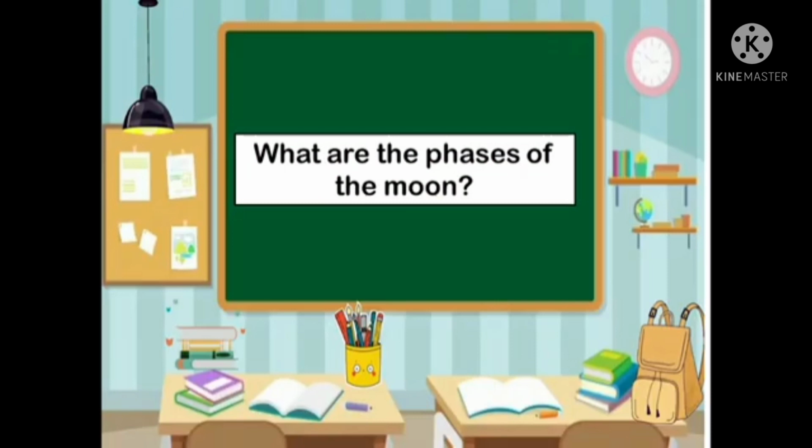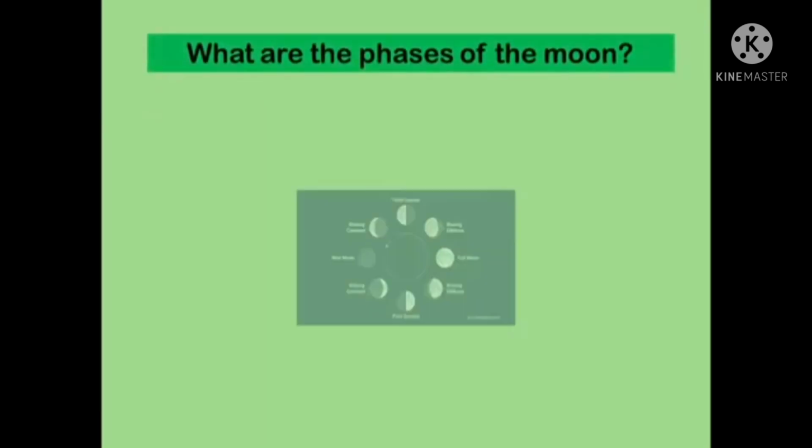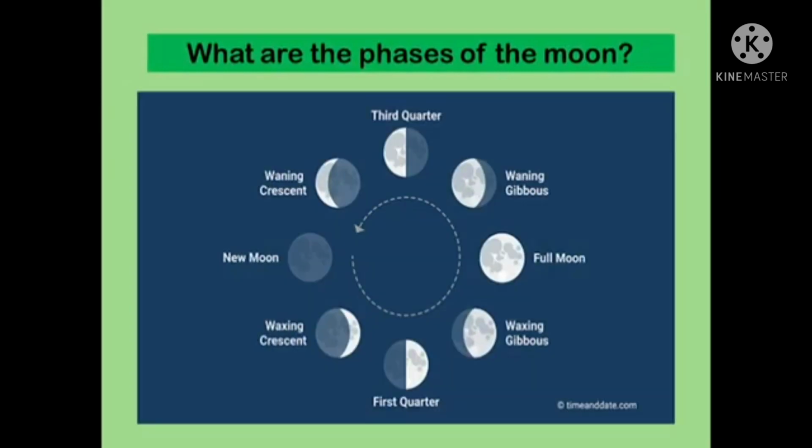What are the phases of the moon? There are 8 phases of the moon: the new moon, waxing crescent, first quarter, waxing gibbous, full moon, waning gibbous, third quarter, and the waning crescent. So we'll discuss each phase of the moon. Let's start with the new moon.